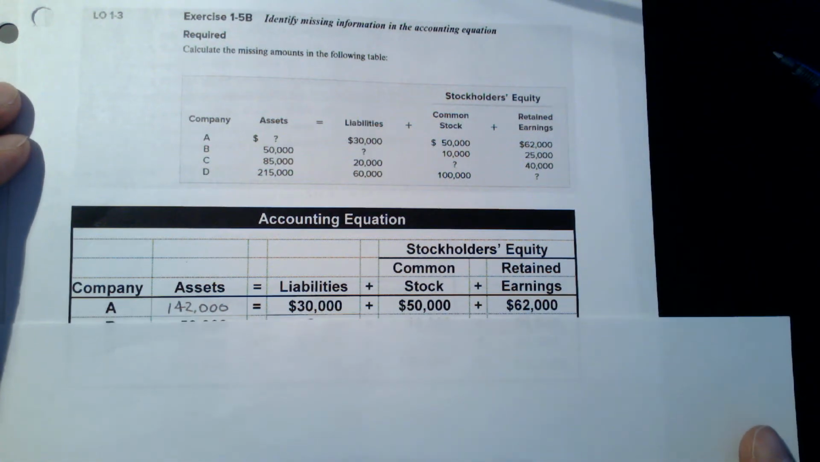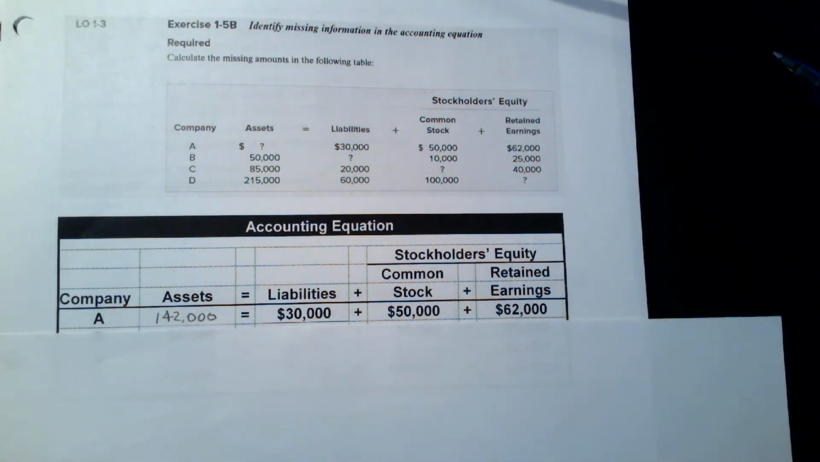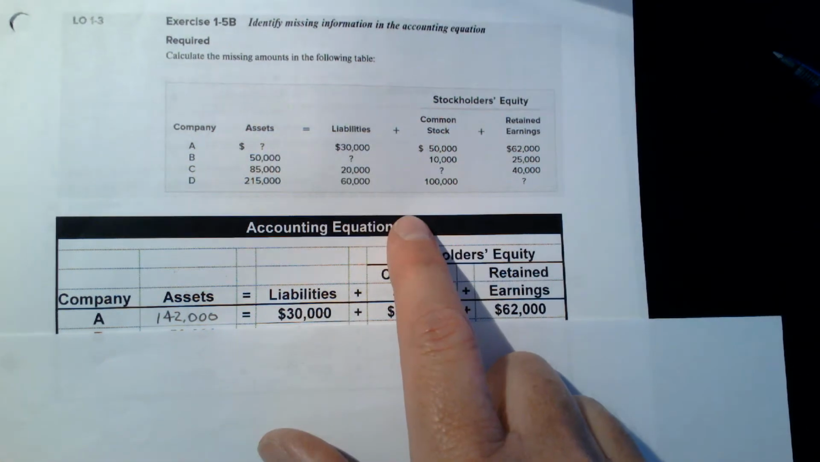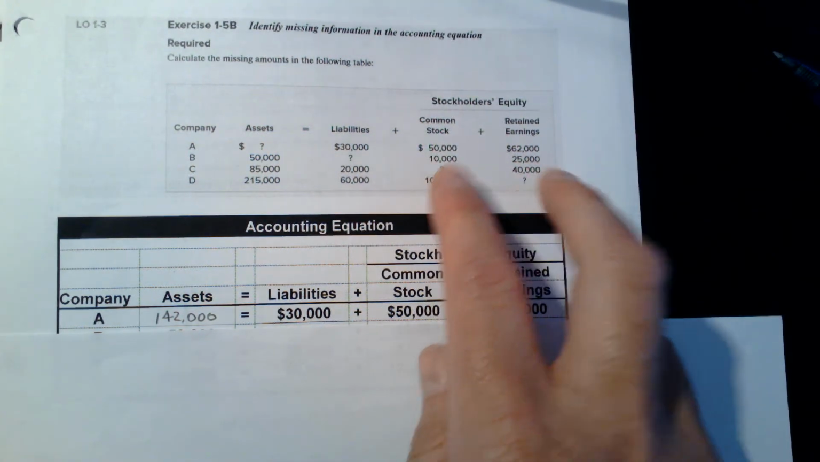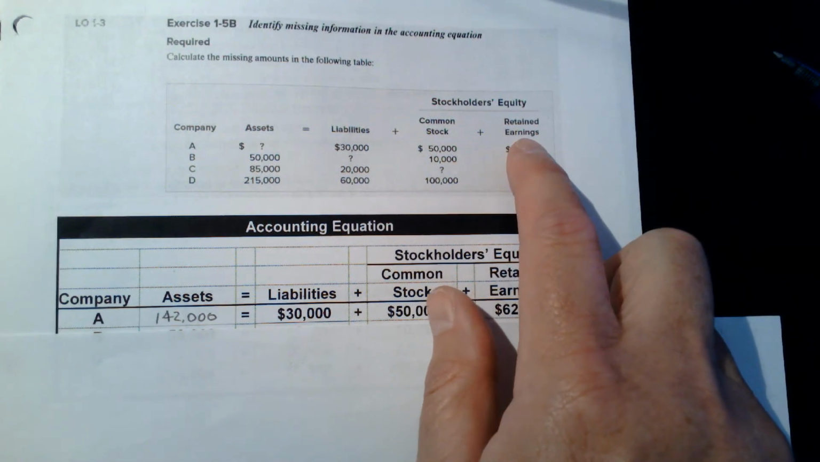Okay, so I'm going to go through the practice exercises now that'll help you with assignment number 1 for chapter 1. The first one deals with the accounting equation. We've got some missing information here. And remember, assets equal liabilities plus stockholders' equity, and that stockholders' equity is divided between common stock and retained earnings.